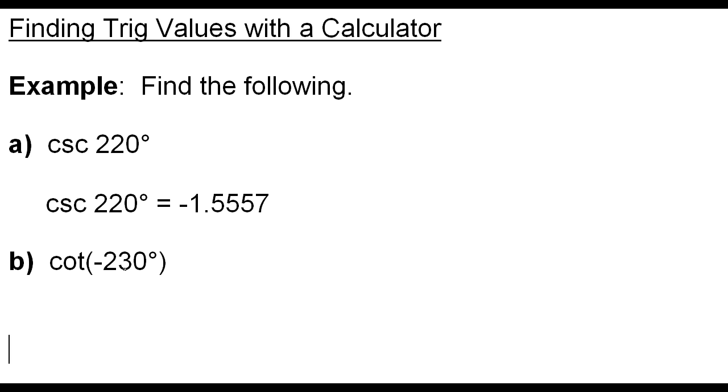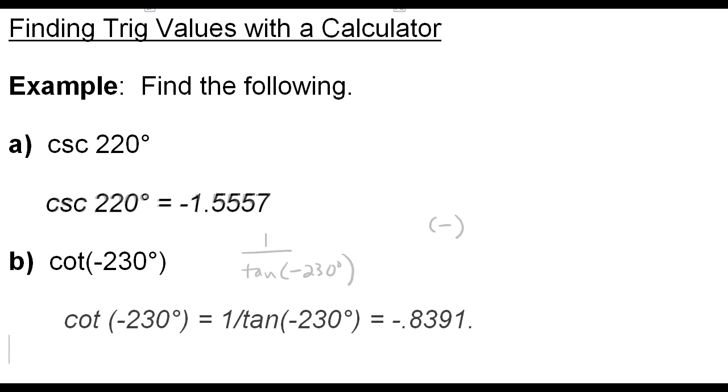For the next one, cotangent of negative 230 degrees, well, that's 1 over the tangent of negative 230 degrees. You should have a calculator button that looks like this. It's not the subtraction sign, it's the negation sign, so that you can put a negative in front of your 230. So 1 over the tangent of negative 230 degrees should be negative 0.8391. Now if you're not getting those numbers, you need to see me sometime so that I can help you with your calculator.